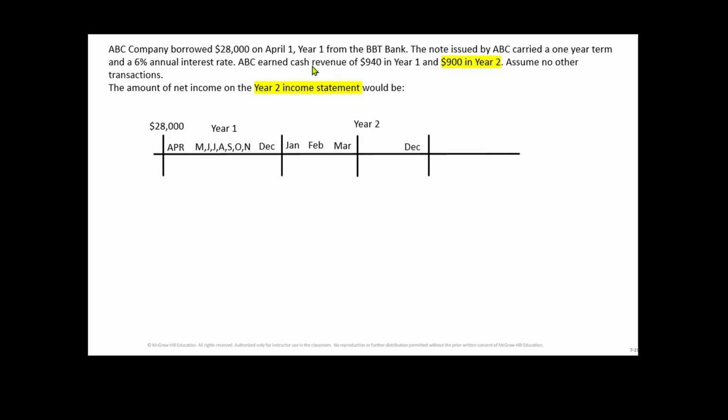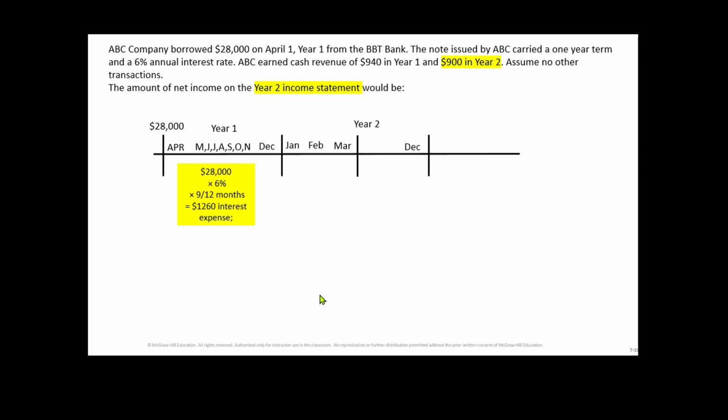Now they're telling us that we've earned revenue in these 2 years for a reason, because they want you to assume no other transactions, and they want to know what the amount of net income would be for year 2's income statement. Well, we only have revenue. We only got 2 pieces of revenue here, 940, 900, year 1 and year 2, and we only got 1 expense, and the 1 expense is this interest expense. So let's make our calculations and come up with some kind of a net income. So revenue minus interest expense, and it's going to only be for year 2.